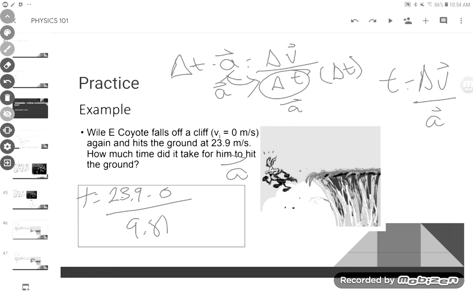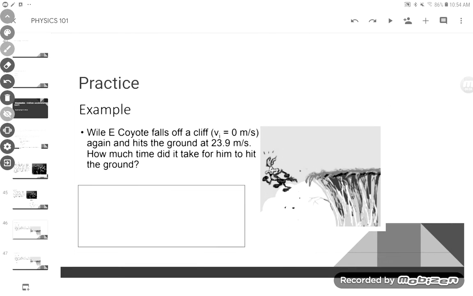So when you do time equals 23.9 divided by 9.81, I did it on my calculator, I get 2.436. And the answer is 2.44 when you round. Okay, seconds. So this is in seconds. This is how long it should take Wile E. Coyote to hit the ground.